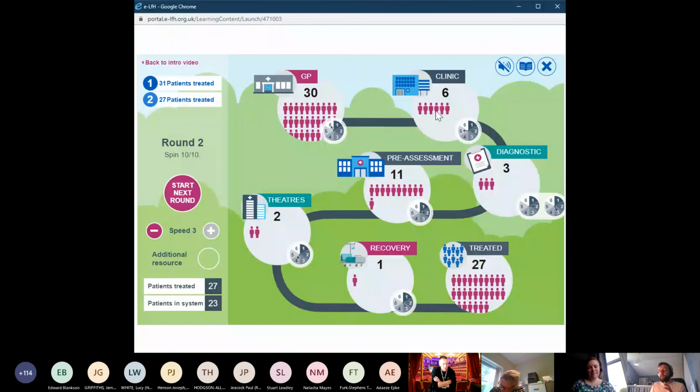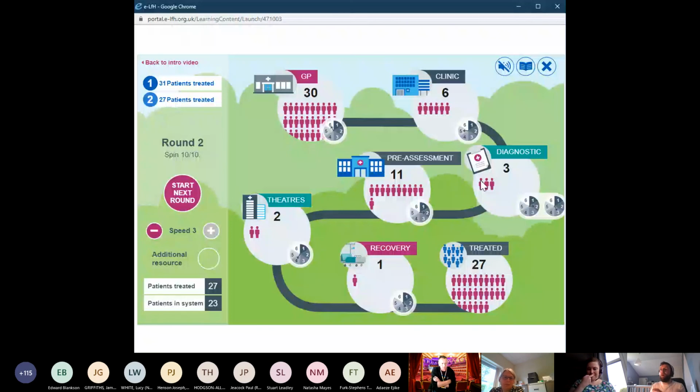This is really, really important to understand: both your demand and your capacity within sections of a pathway will vary, and understanding how that variation works is really key to understanding your demand and capacity position.